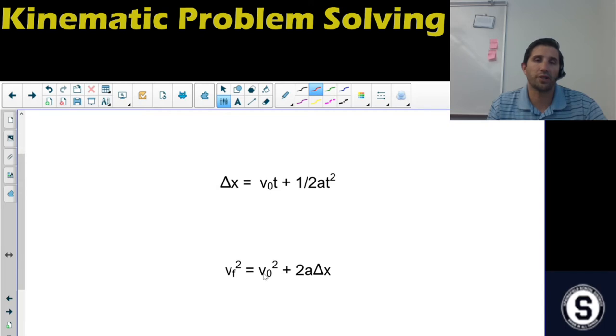And then the last equation I like to call the no time equation. It says final velocity squared equals original velocity squared plus 2 times the acceleration times the displacement. So this one, like I said, I like to call the no time equation because it's the only one that doesn't involve the letter t. Okay.